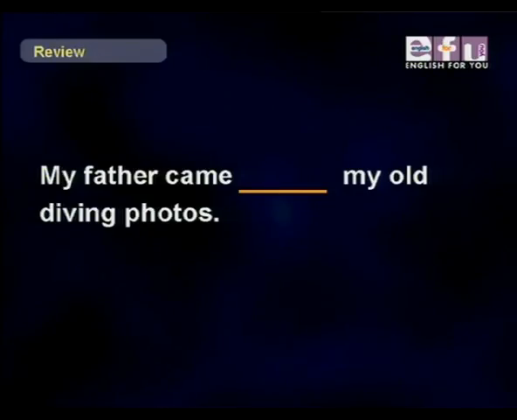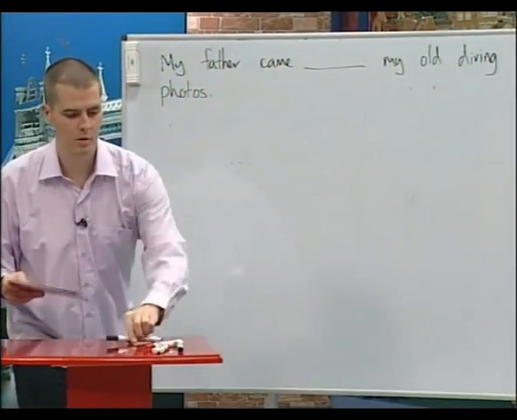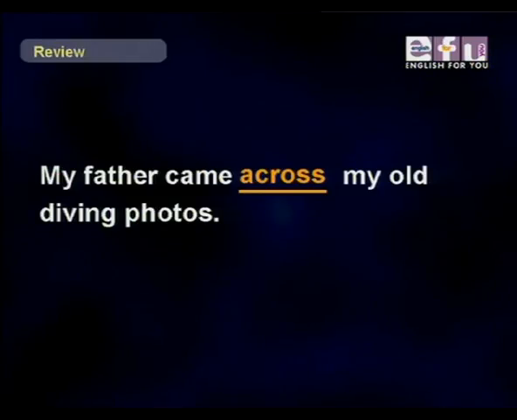My father came something my old diving photos. My father came across my old diving photos. Good. My father came across my old diving photos. This means discovered or he found.